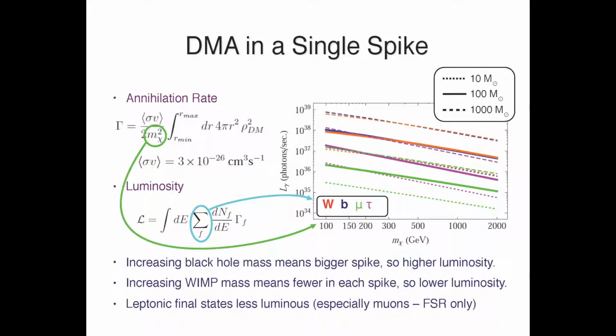So ultimately, increasing the black hole mass obviously means you have a bigger spike, and so you have a higher luminosity that you expect from these objects. If you increase the WIMP mass, you have fewer WIMPs in each spike, and so you have lower luminosity, and leptonic final states are less luminous.